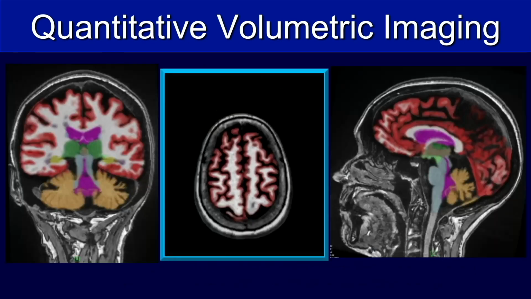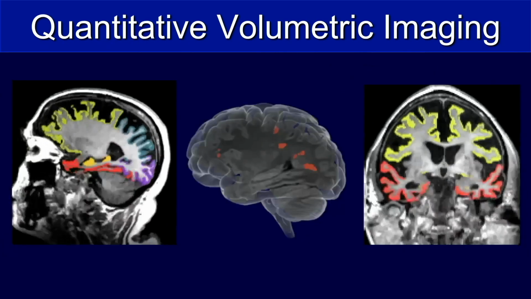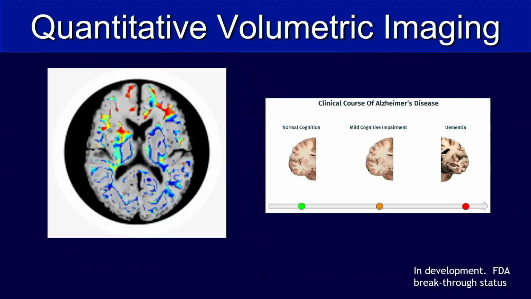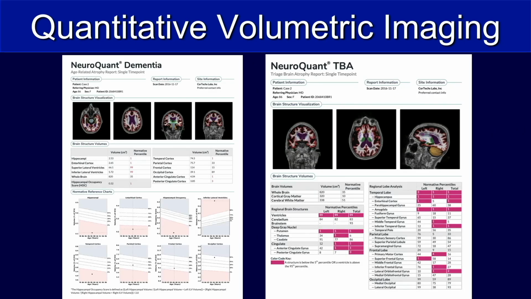Now, there are a lot of different quant companies on the market space. This is what the segmentation looks like with NeuroQuant. This is IcoBrain, Quantib, and Combinostics. This is Darmian, a product in development here. And they all have different reports.